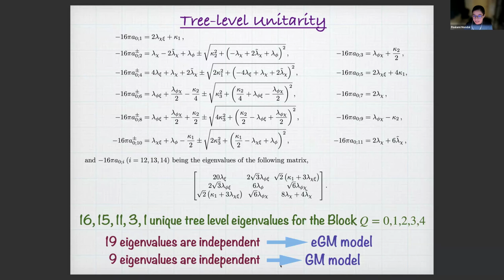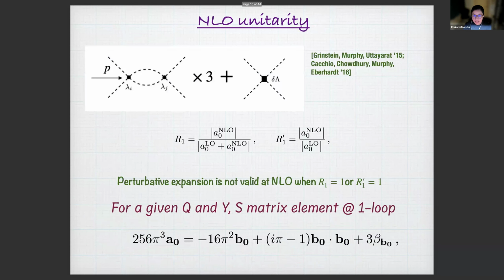From them, for the extended Georgi-Machacek model, 19 eigenvalues are independent, and for the GM model, 9 eigenvalues are independent. For the GM model, this matches with the tree level calculation in the literature, and for the extended Georgi-Machacek model, we computed it for the first time. Now we calculate, for the first time, the NLO unitarity constraints for both the models.